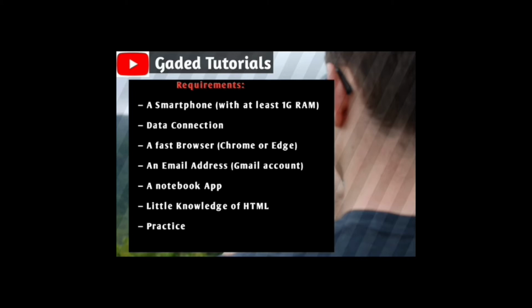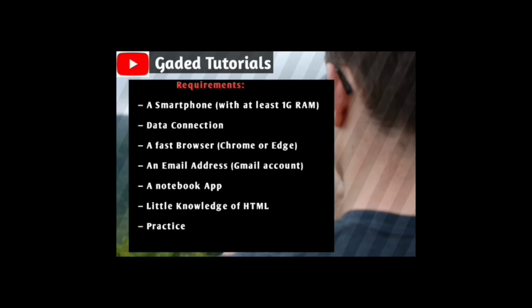Then the next thing we need is a notebook app. A notebook app is where you are going to write your content, you are going to edit, and you are going to copy from there and post to your blog. But if you don't have any notebook app, I also recommend using Microsoft Word. You can go to Play Store and search for Microsoft Word and you see the app, download it, register and sign in.